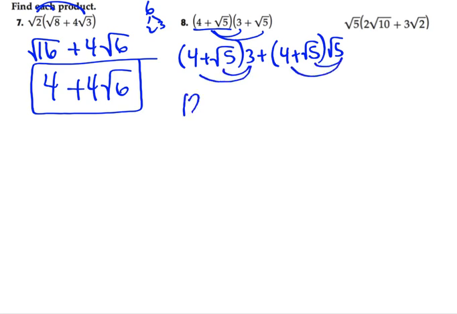4 times 3 is 12. 3 times the square root of 5 is 3 square roots of 5. Square root of 5 times 4 is 4 square roots of 5. And the square root of 5 times the square root of 5 is 5.